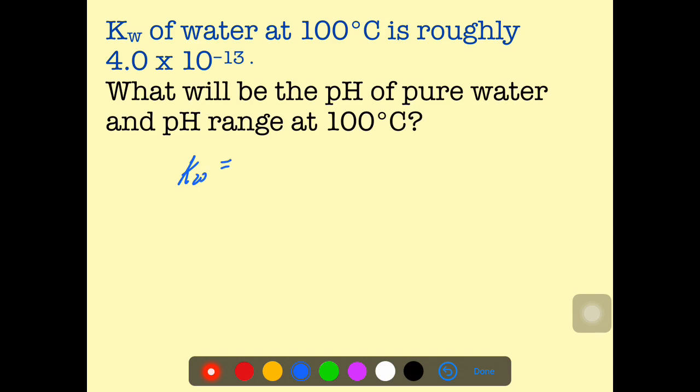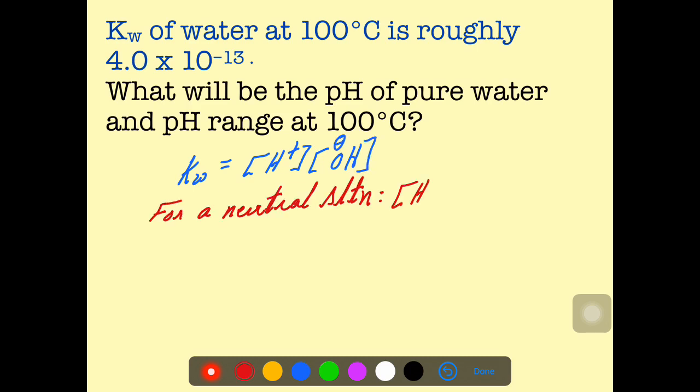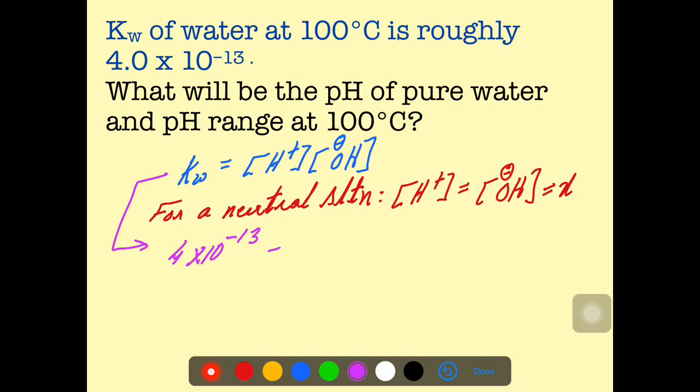Kw is the product of H plus and OH minus concentrations. For a neutral solution, H plus concentration is equal to OH minus concentration. Let's take it as X moles per decimeter cube. Let's take Kw as 4 into 10 raised to minus 13, and the product of H plus and OH minus concentrations will be X square. So X will be equal to 2 into 10 raised to minus 6.5 moles per decimeter cube.